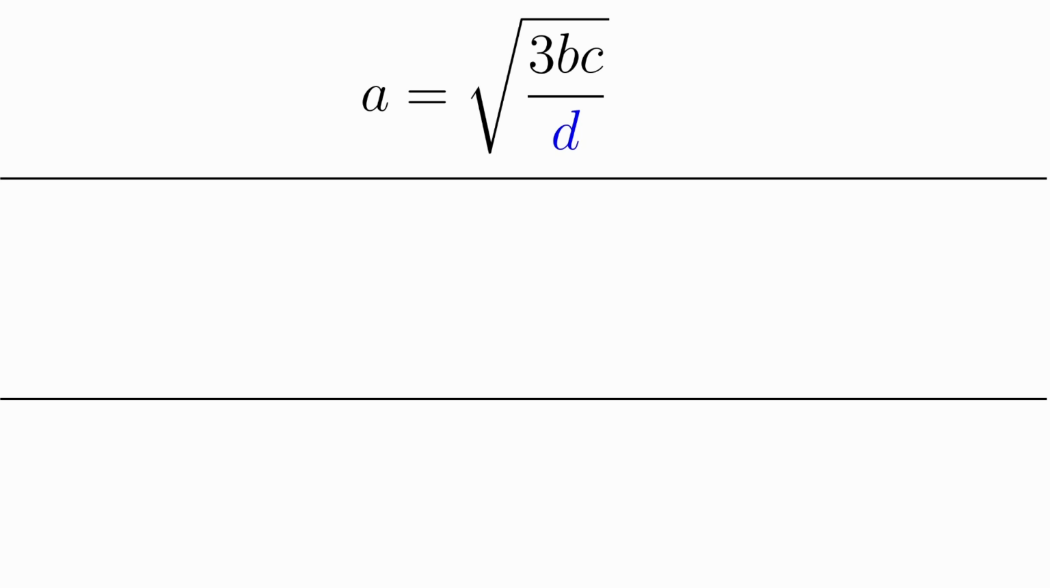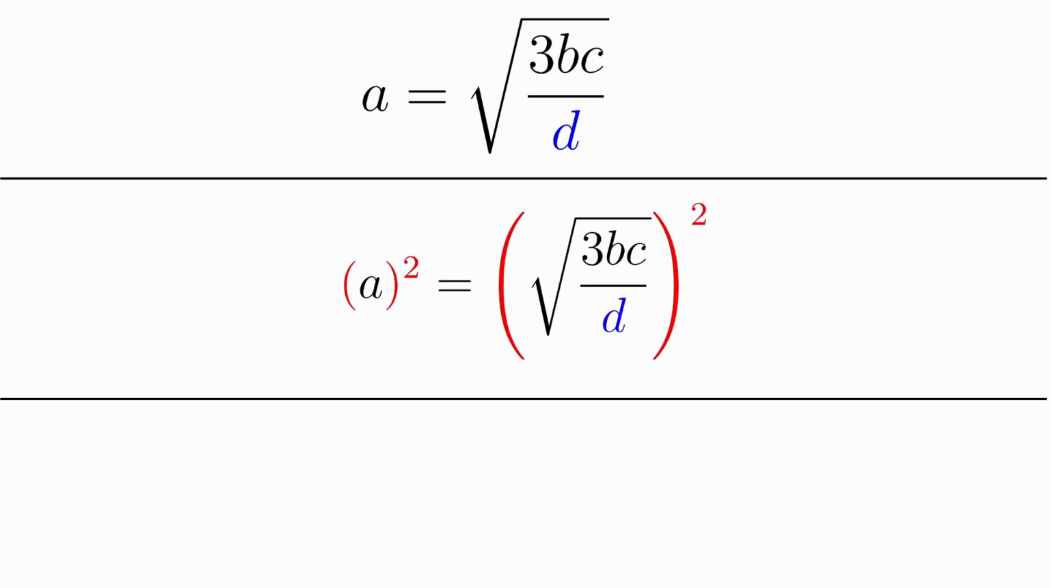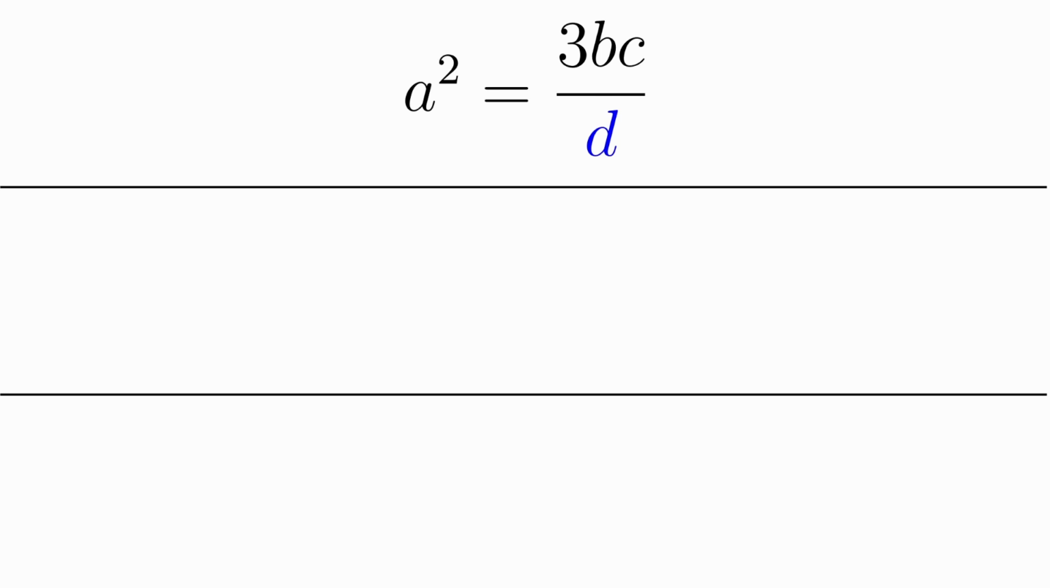So the opposite of a square root is squaring. So we're going to square both sides. And then this square root and this square on the right will both kind of undo each other. And we will be left with a squared equals 3bc over d.